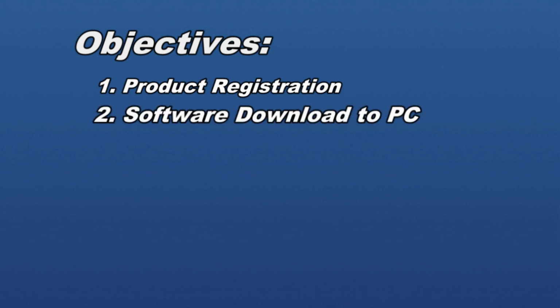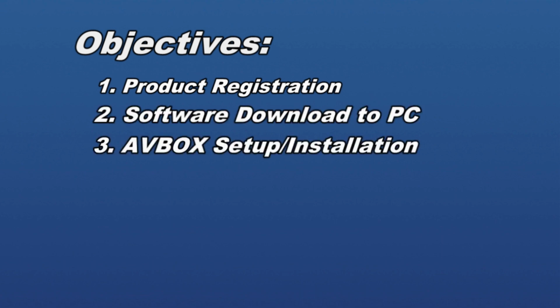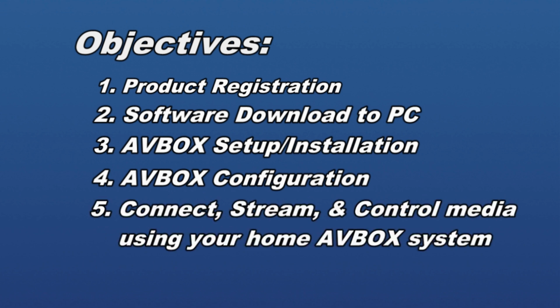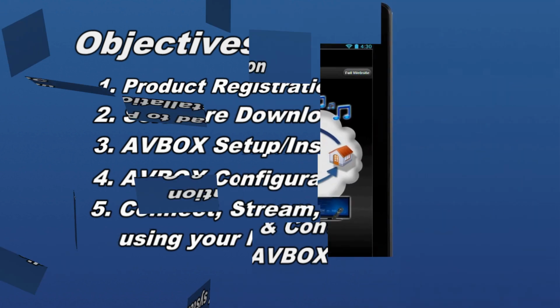In this guide, I'll show you how to register for your AVBOX software product key, download and install the software to your Windows 7 home PC, activate and configure the AVBOX system for first use, and finally connect and begin using your new AVBOX system.